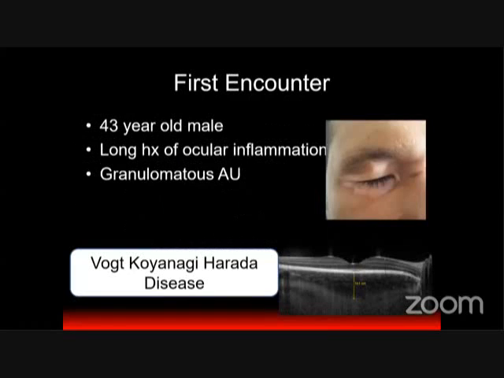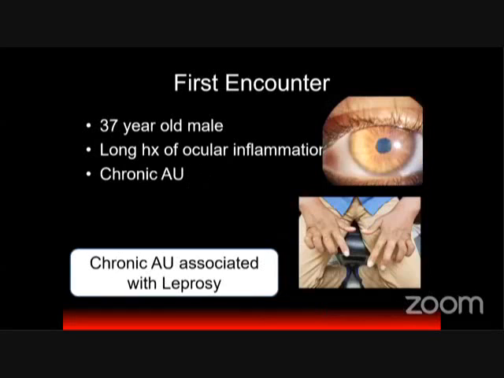Okay, so a couple of clinical cases. This is a 43-year-old male, long history of ocular inflammation of undecided origin. He has granulomatous anterior uveitis. You look at the skin, there's vitiligo, perilimbar vitiligo, what we call the Sugiura sign, and he has thickened choroidal OCT. This is probably Vogt-Koyanagi-Harada disease.